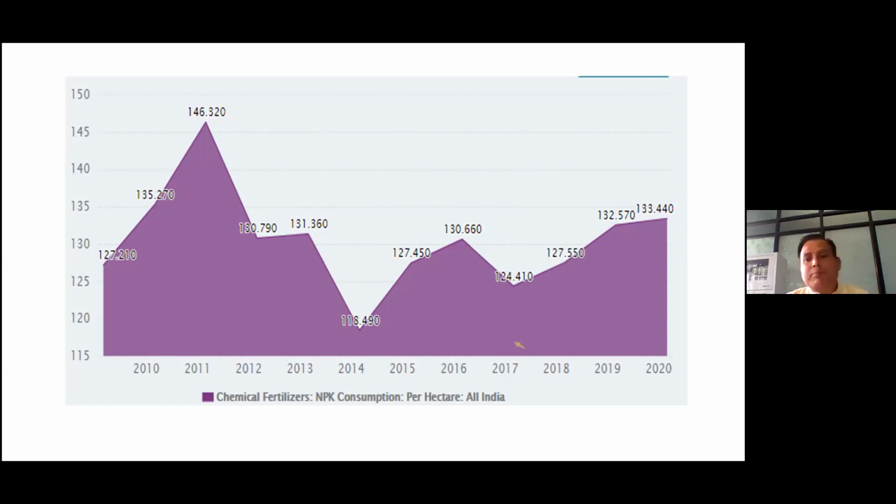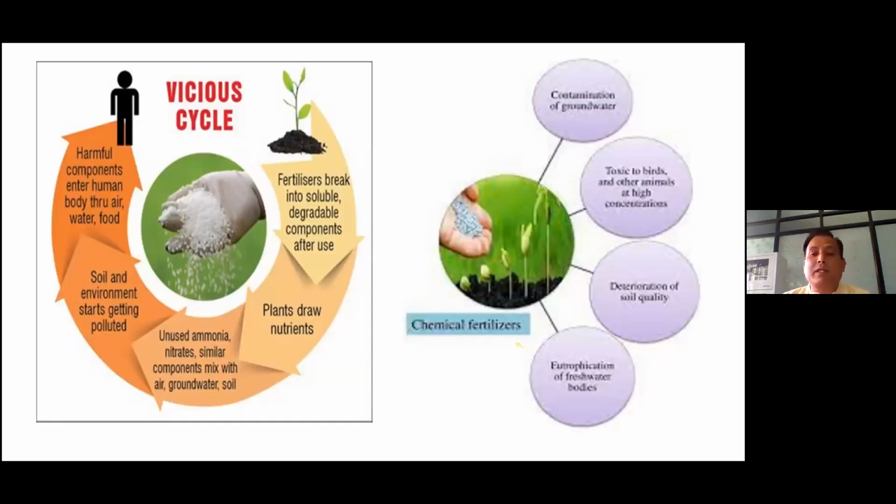Now, what happens when we add chemical fertilizers to soil? I am taking one example of urea. When we apply urea, it breaks down into soluble and degradable components. Then the plant draws some of the nitrogen, and the unused ammonia and nitrates pass into the air or groundwater, or remain persistent in the soil system.